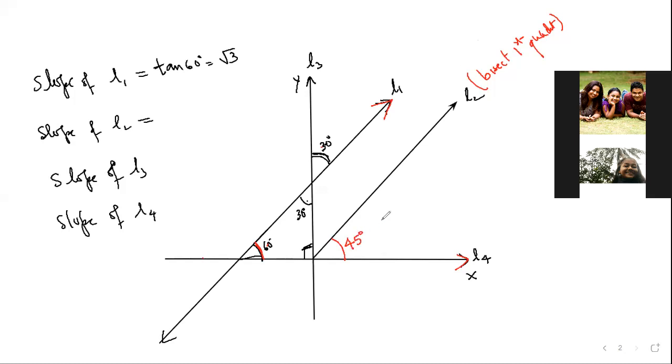So tan of this angle is the slope, tan of 45, which is 1. Given that the line L2 is bisecting the first quadrant, the slope is 1. Is it fine?